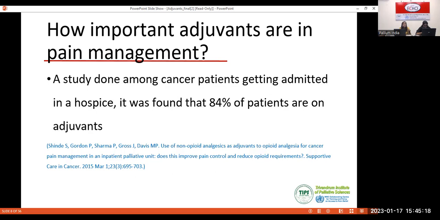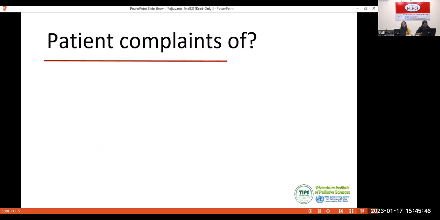Because even in cancer patients, almost 84% of patients were on adjuvants. Most of the patients will need adjuvants along with their step 1, 2, and 3, because usually the pain will be a combination of nociceptive and neuropathic and bone pain, or it can be due to the chemotherapeutic drugs. It's a combination of many pains. So you will need an adjuvant analgesic in almost all the steps. Most of the patients will need adjuvants.